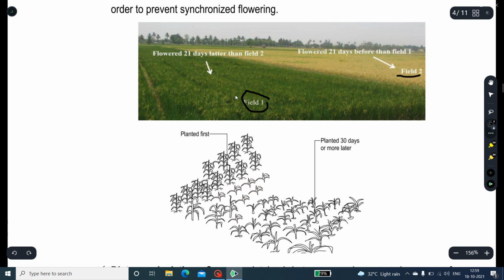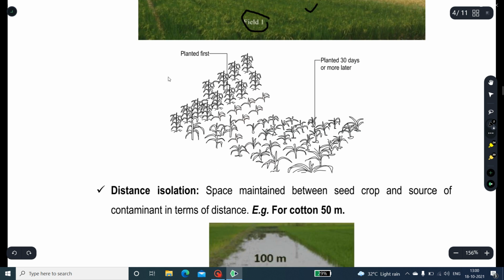It means that field 1 flowers 21 days later than field 2, and field 2 flowers 21 days before field 1. So it is in the harvesting stage, and the other is in the booting or tillering stage. So we can avoid pollination. The next picture shows a tall crop, where these two rows are planted first, and these rows of plants are planted 30 days or more later than this one.